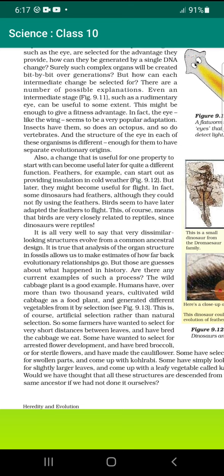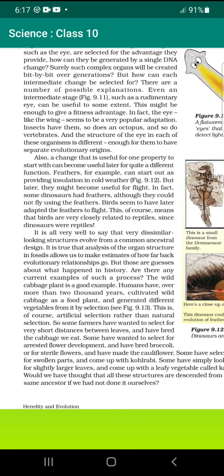Even an intermediate stage, such as a rudimentary eye, can be useful to some extent. These might be enough to give a fitness advantage. In fact, the eye seems to be a very popular adaptation. Insects have them, so does an octopus, and so do vertebrates. And the structure of the eye in each of these organisms is different enough for them to have separate evolutionary origins.